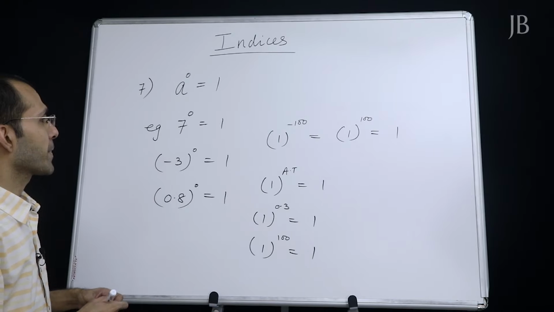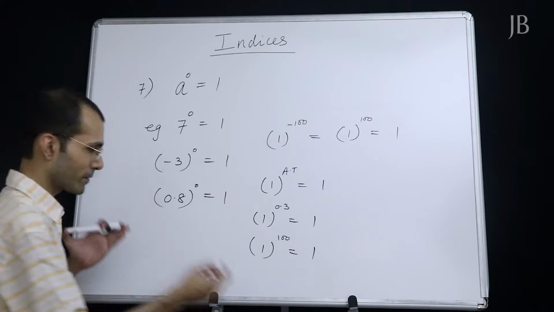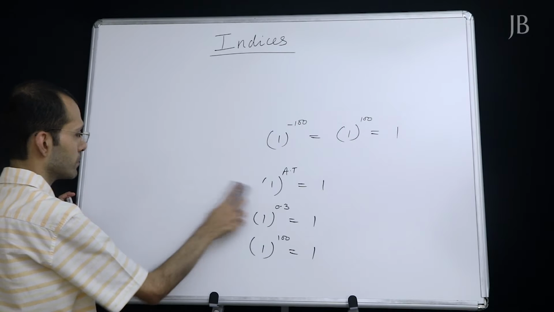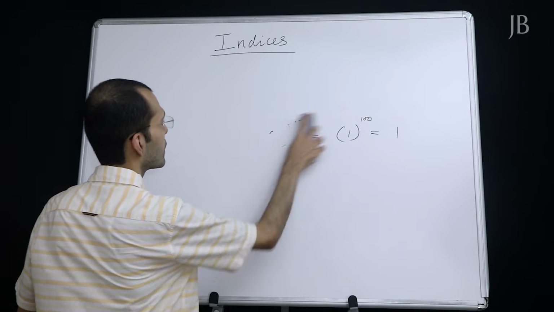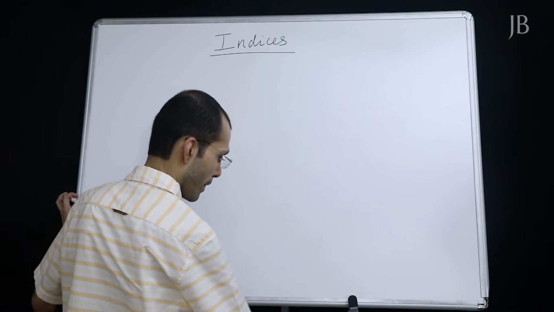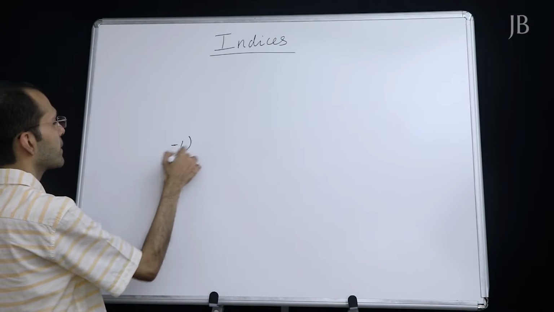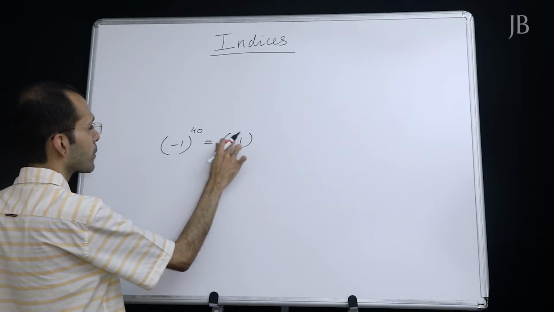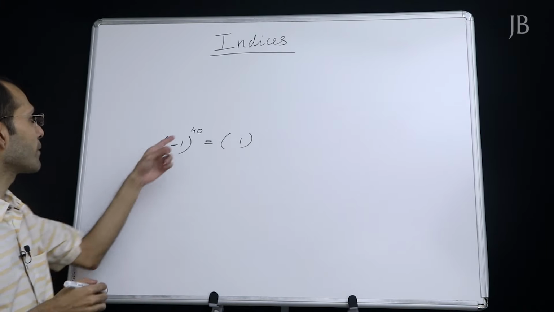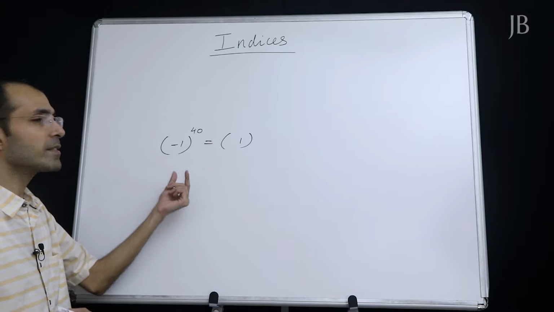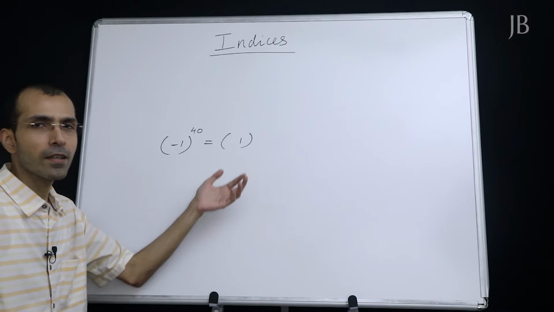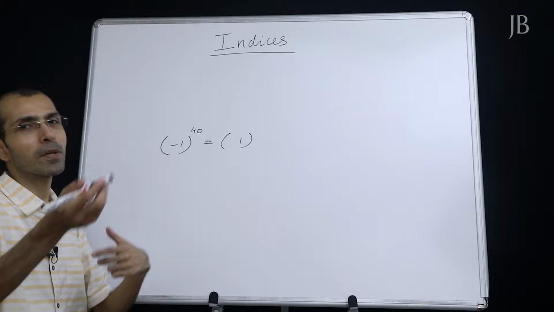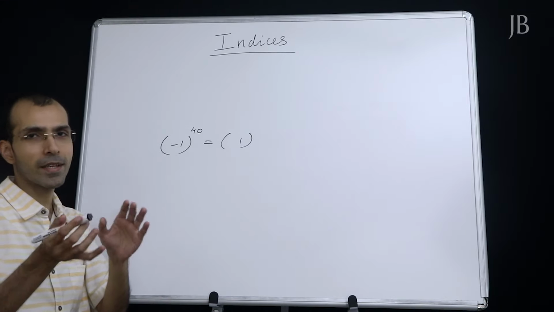Now let's see what happens if it is negative 1. Now see, minus 1 raised to 40 will be... no, this will be positive 1 because this is an even power. So minus 1 raised to 40 means you will do minus 1 into minus 1 into minus 1, 40 times. So the signs will balance out each other. Minus into minus is plus. So for even powers, the signs will balance out each other.